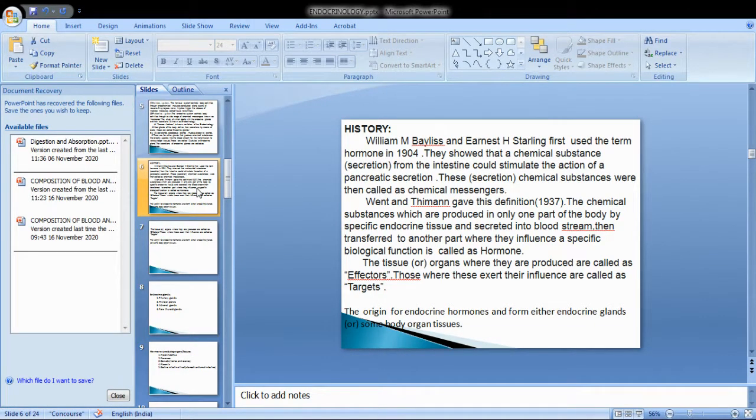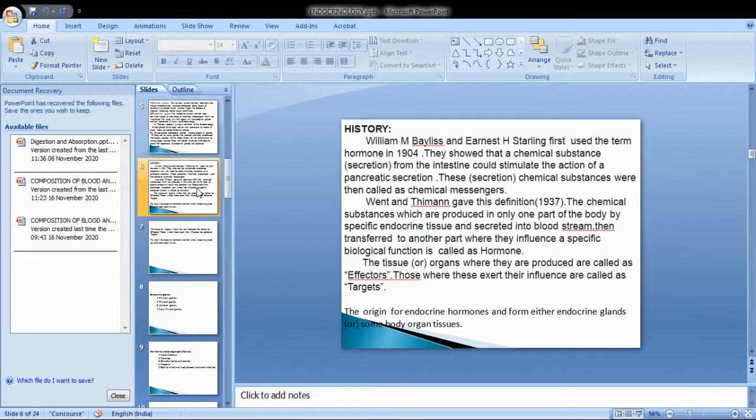They showed that a chemical substance, a secretion from the intestine, could stimulate the action of pancreatic secretion. These chemical substances were then called chemical messengers. Ben Diamond gave this definition in 1937.